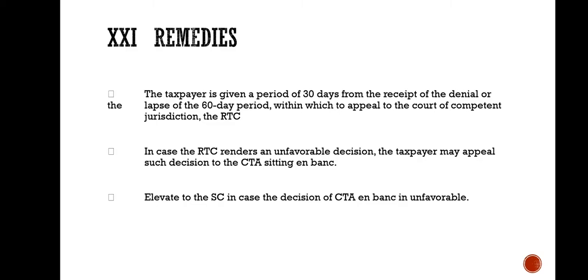In case the Regional Trial Court renders an unfavorable decision, the taxpayer may appeal such decision to the Court of Tax Appeals, sitting en banc. Then, if the decision is still unfavorable, you have to elevate the case to the Supreme Court. In case the decision nga of the CTA or the Court of Tax Appeals en banc is unfavorable.